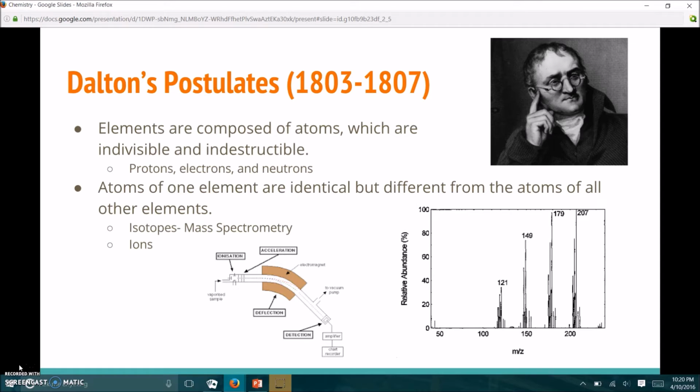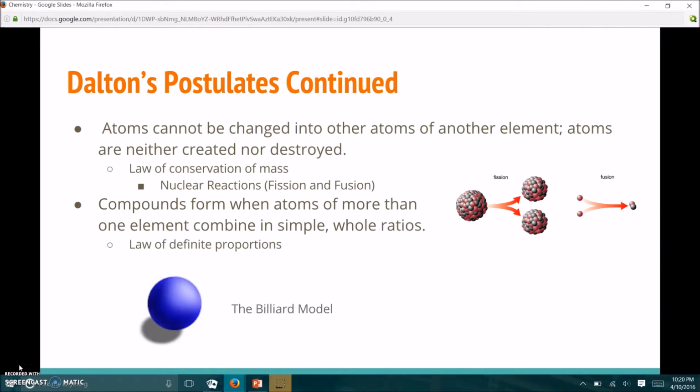other elements. And this has also been disproven because mass spectrometry has taught us that isotopes exist, as do ions. His third postulate states that atoms cannot be changed into other atoms and that these atoms are neither created nor destroyed. And this is how he came up with the law of conservation of mass. This has also been proven wrong because of nuclear fission and fusion.